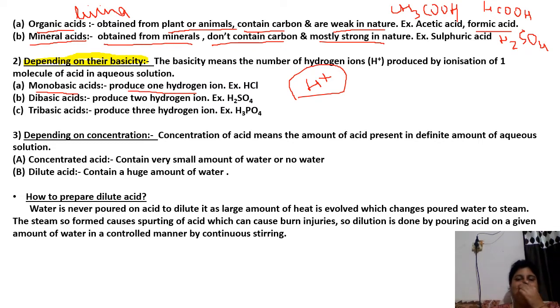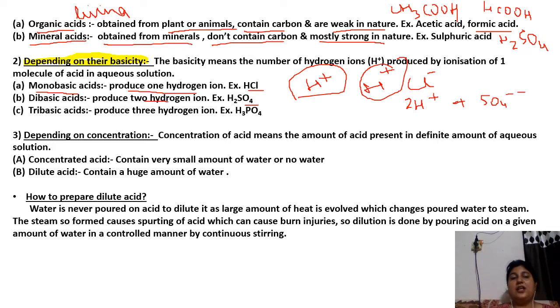जैसे HCl है, when we dissociate HCl in water, so it will be converted into H ion and Cl ion. Means only one H ion is produced by this acid. In dibasic, it will produce two H ions such as H2SO4. It will be converted into 2 H ion and SO4 minus 2. तो यही बात मैंने अभी बोली बेटा.